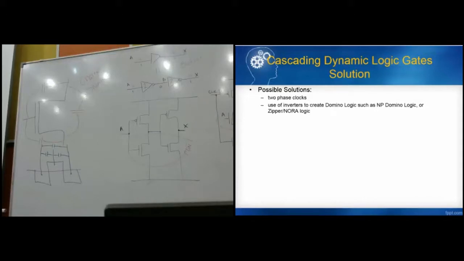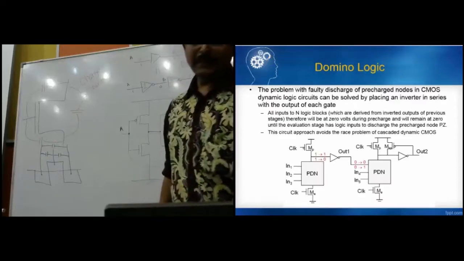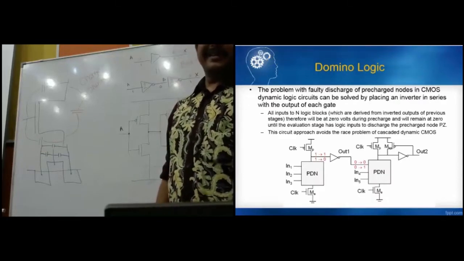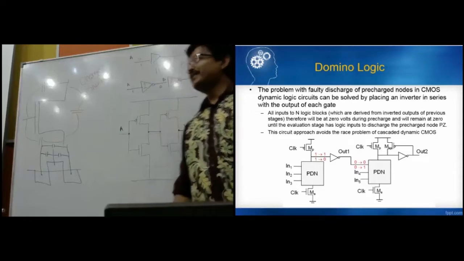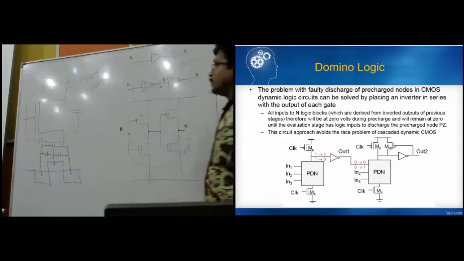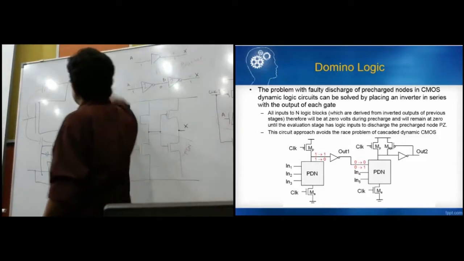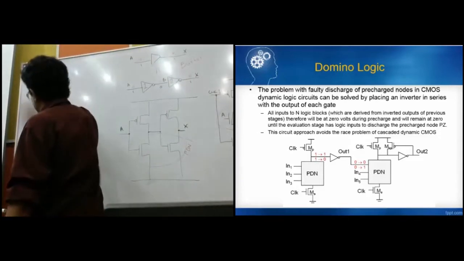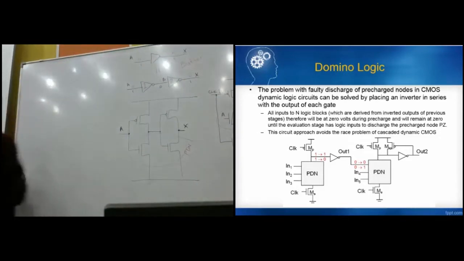Okay. Another possible is use of inverter to create domino logic such as NP domino logic, zipper or NORA logic. Tengok Nora nama perempuan je, gembira Nora ni. Okay. Pernah tengok tahu tak apa tu domino? Tahu. Yang jatuh-jatuh. Yeah, yang jatuh-jatuh tu. Okay, dia adalah macam satu tie yang disusun.